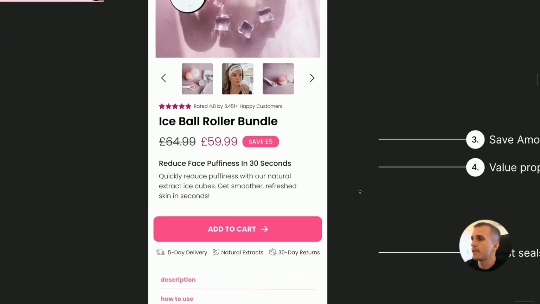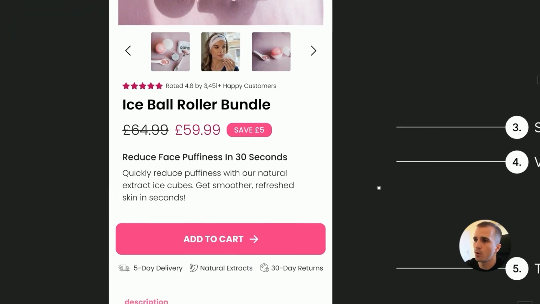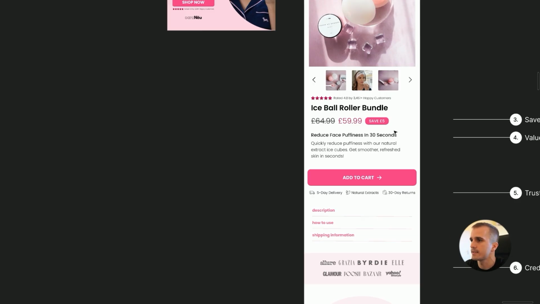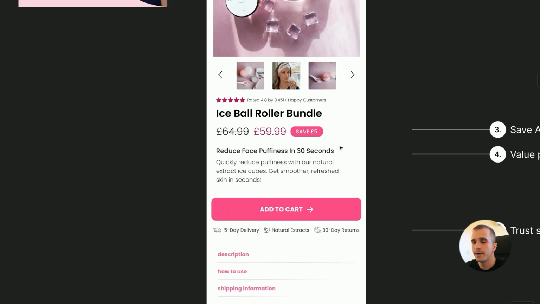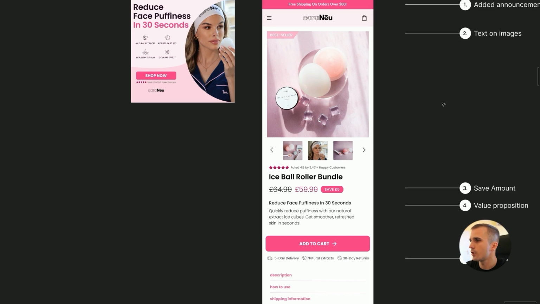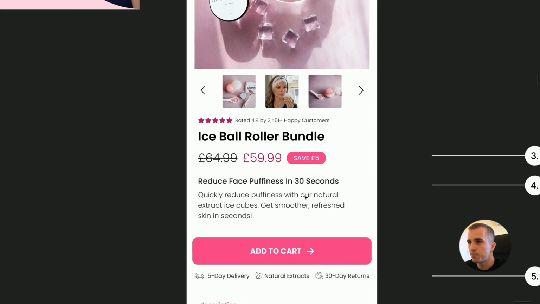Then the next thing that we have here, and this is super important, is called the value proposition. It says reduce face puffiness in 30 seconds. And this is where we are pairing our Facebook ad with our product page. As you can see in the Facebook ad, it also states this benefit, this value proposition, reduce face puffiness in 30 seconds. You can see how the product page is congruent, how the colors are consistent, and the promise that we have in our ad, we have it as well on the product page. We want to maintain that consistency between these two.